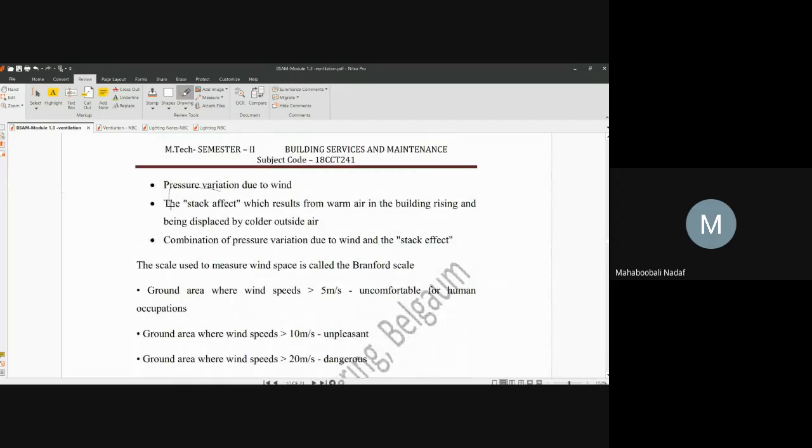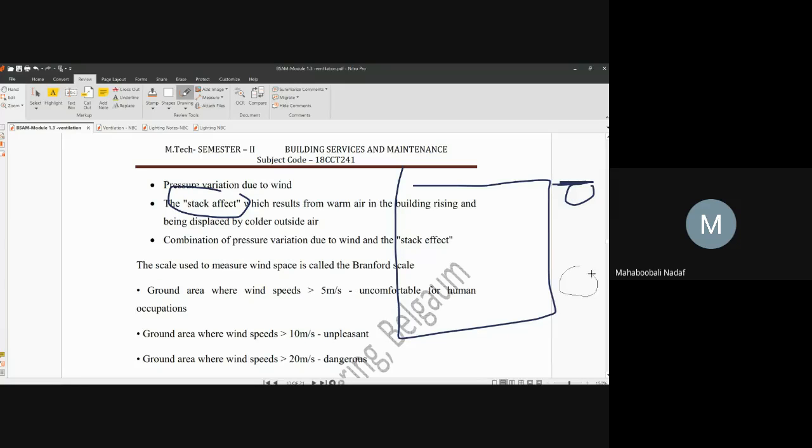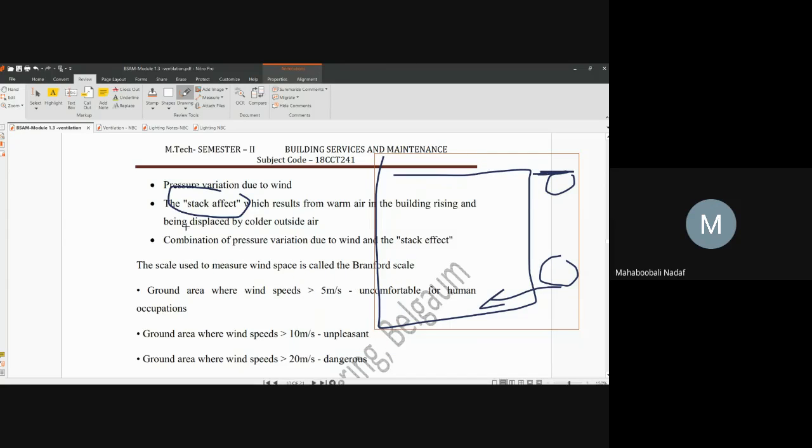What do you mean by stack effect? Just now discussed. What is that stack effect? If the outside temperature near the top of the room is more and the cool air is coming in at the bottom, this temperature difference makes the air get entry. So this effect is called the stack effect. The used air is warm, so generally it is situated at the top, so it can go outside easily.